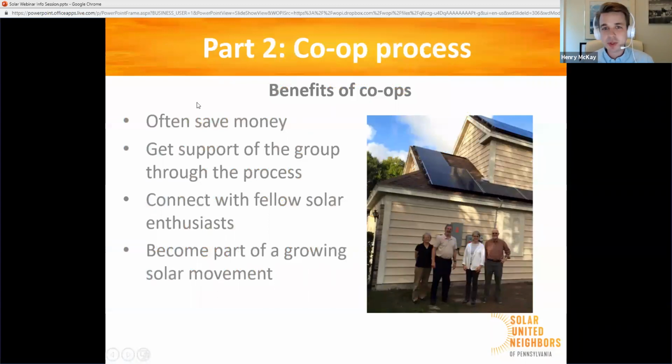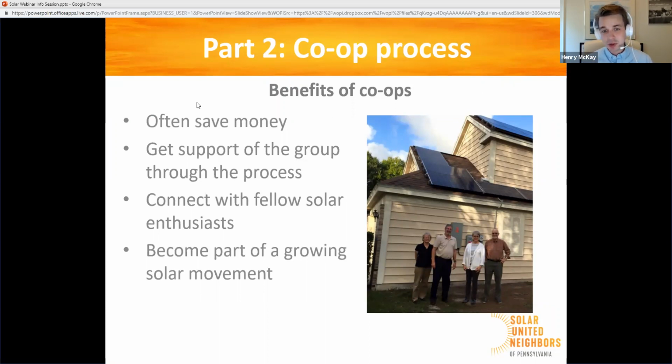The solar co-ops are something we've done many times before. We've run over 200 of these and helped a couple thousand people go solar through this process. So it is a very well-oiled machine, and we consistently see benefits from it. One is potentially getting a better deal on a solar installation, leveraging your collective buying power. You get support from Solar United Neighbors, so you have your own nonprofit advisor guiding you through this process, helping you get more than just a sales pitch when you're making this decision.